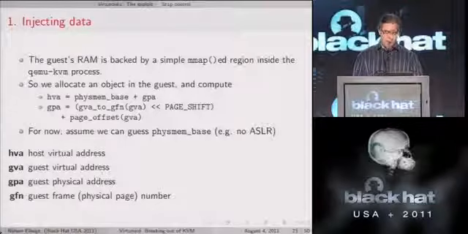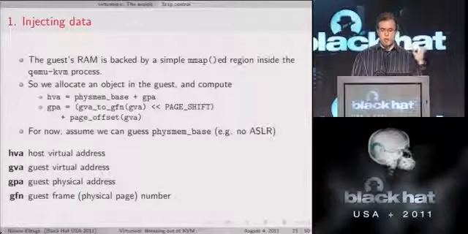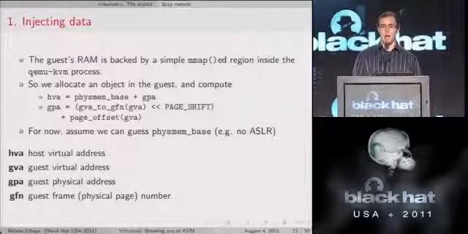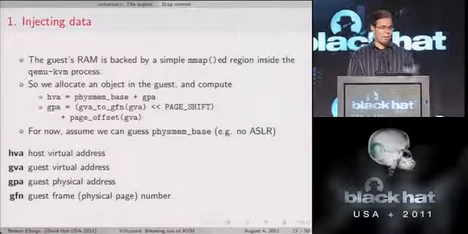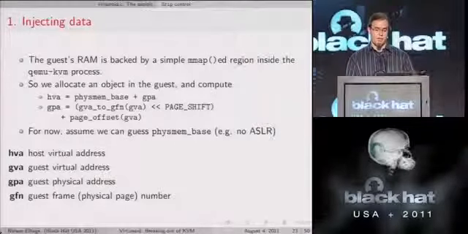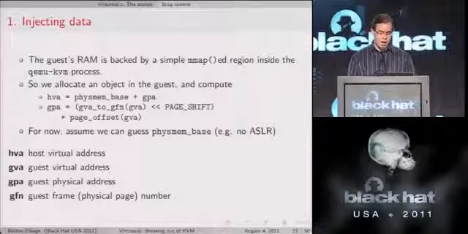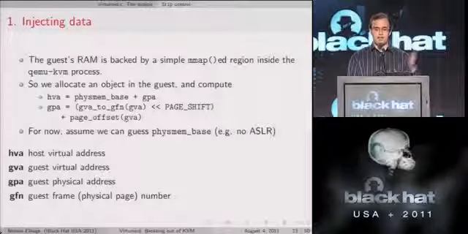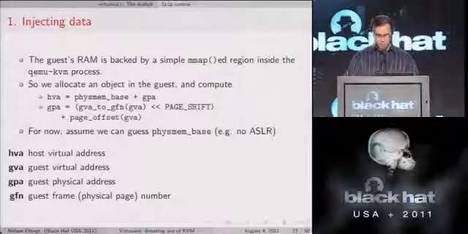And for now, like I mentioned, we're just going to assume that we know the address that the mmapped region is at. If there's no ASLR, this is a realistic assumption. It's very predictable. If there is address space randomization, we'll get to that later. All right, so creating fake objects, fake structures to play around with in the host is very easy.